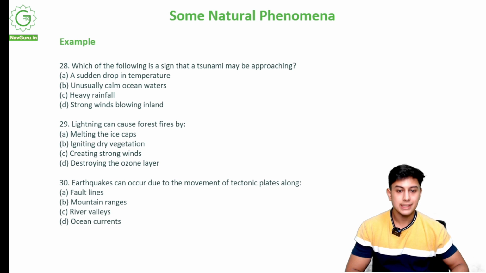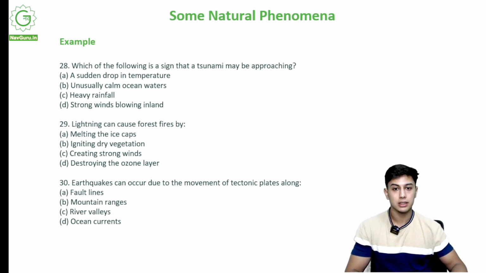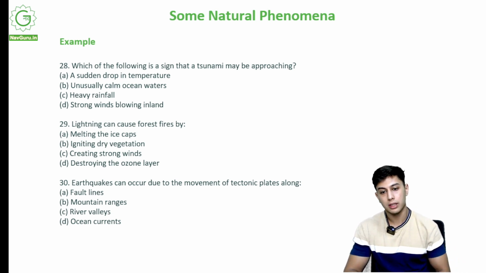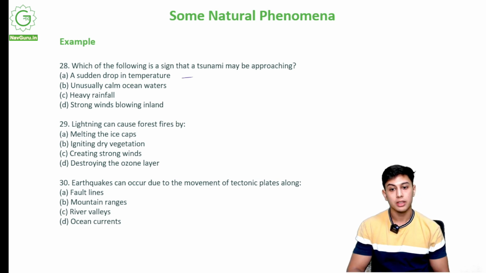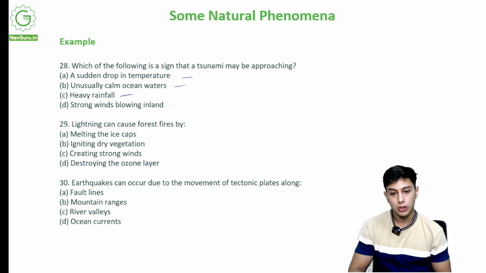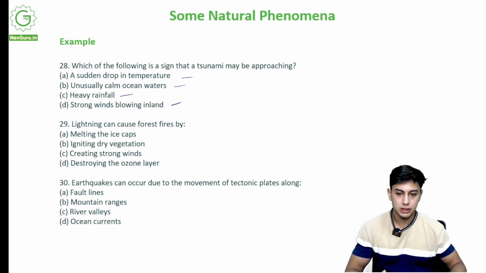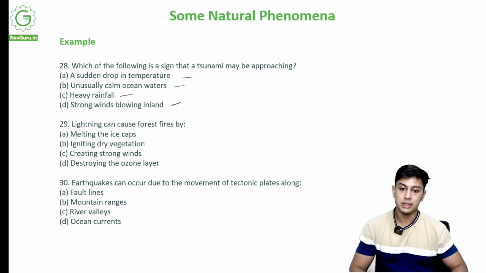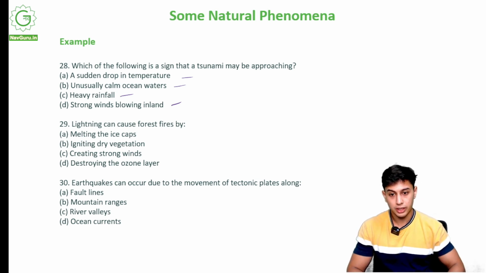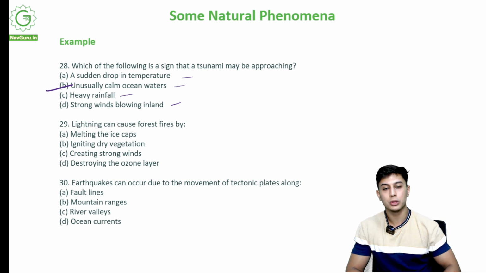Which of the following is a sign that a tsunami may be approaching? Alright, so one of these is a sign that there is a tsunami coming towards you. What is it? A sudden drop in temperature, unusually calm ocean waters, heavy rainfall, strong winds blowing inland. So what does that mean? There are strong winds coming towards the land, there is a lot of rainfall, unusually calm ocean waters, or a sudden drop in temperature. The correct option over here is unusually calm ocean waters.